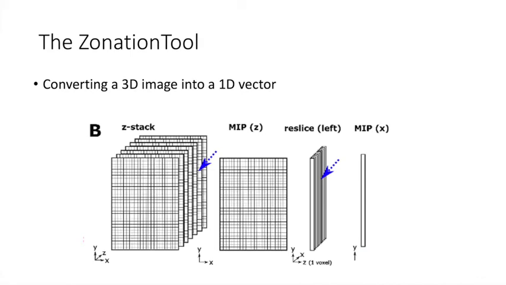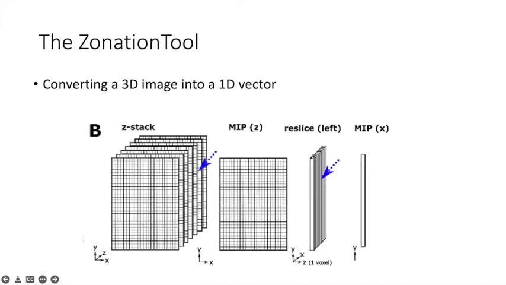Our input is a 3D image composed of several slices of two-dimensional images stacked together. The MIP is the maximum intensity projection. This selects pixels of the highest intensity from every slice to construct a 2D image. We then take this 2D image and rotate it by 90 degrees to obtain the representation we see here.